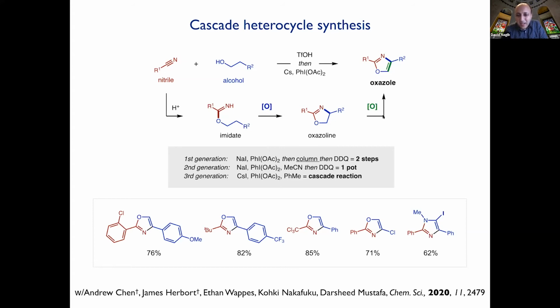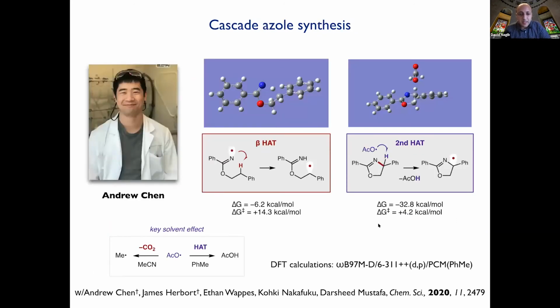But what really annoyed us for the longest time was that this green oxidant DDQ was actually weaker than the original blue oxidant. And so long story short, we figured out a way around this. Switching from sodium iodide to cesium iodide, as well as, really crucially, acetonitrile to toluene, we could go directly from an imidate all the way to the oxazole via this cascade. I just show some of the molecules we can make down below.